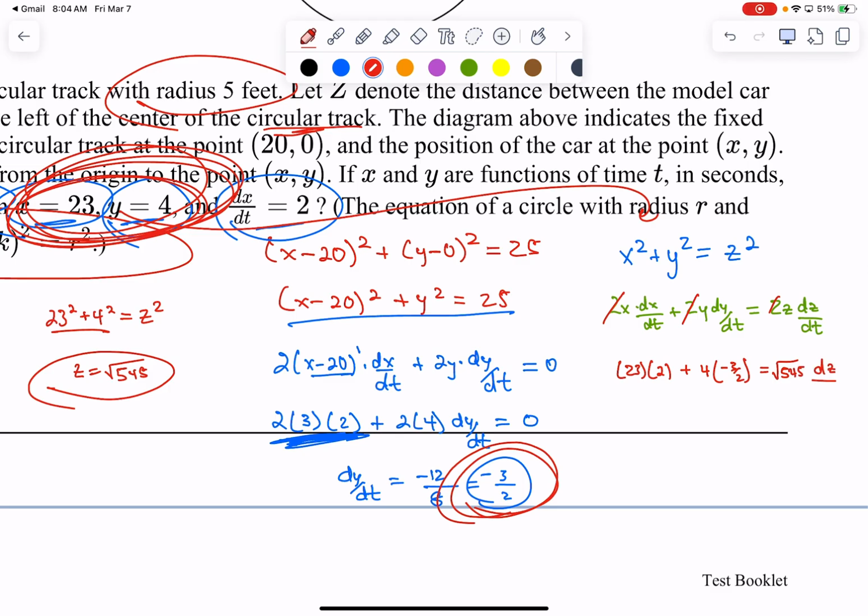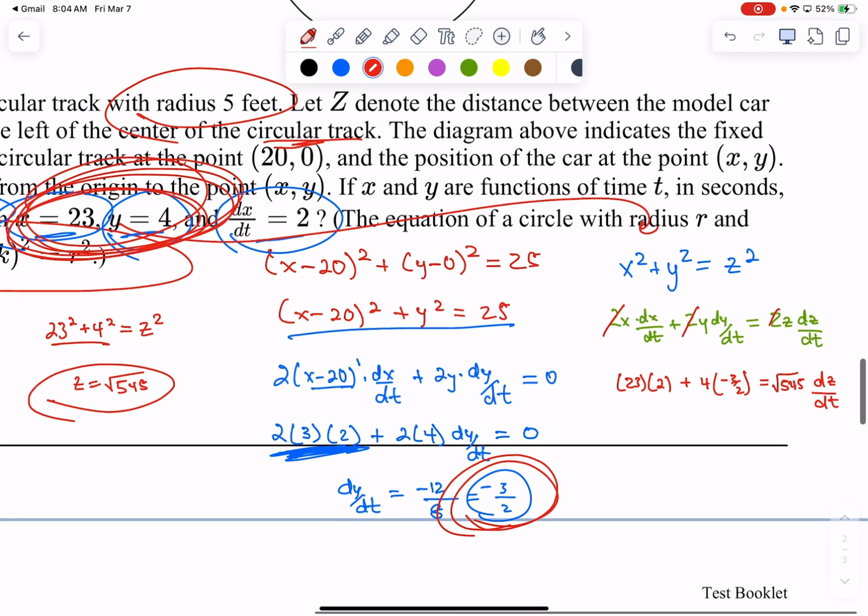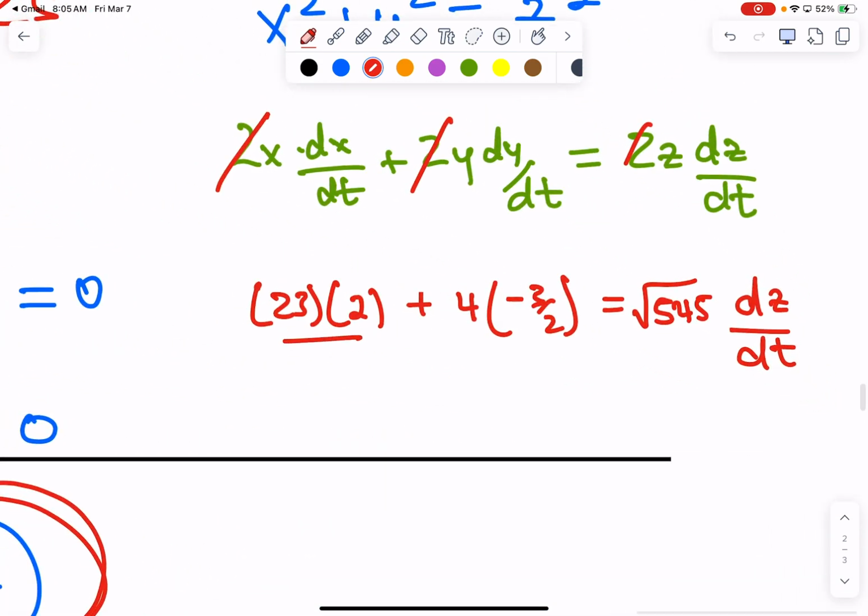dz/dt. So then your answer is going to be 23 times 2, which is 46, minus... I'll go to 8:30 to help you guys get this done. If you've got to go somewhere, that's fine, though.